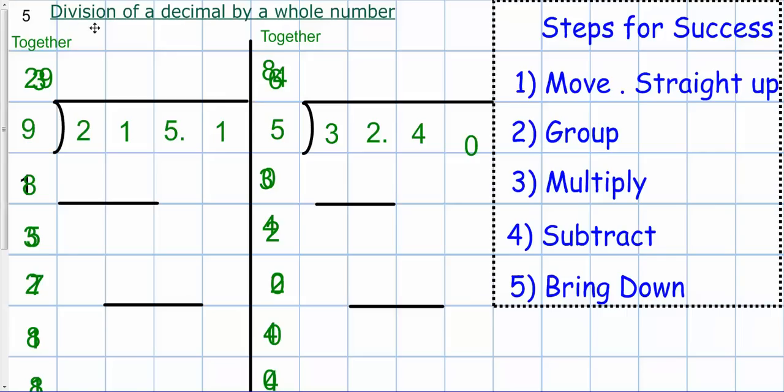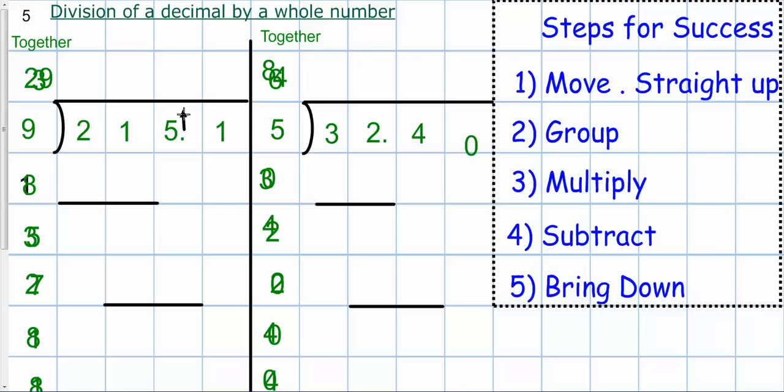We have number 5, division of a decimal by a whole number. So my decimal is my dividend, and my whole number is my divisor. The very first step that we have is to move the decimal straight up.